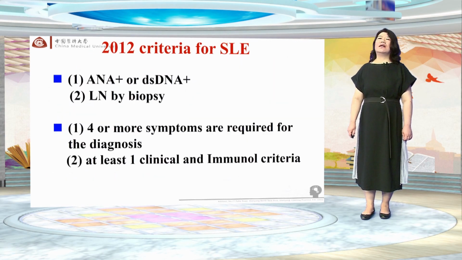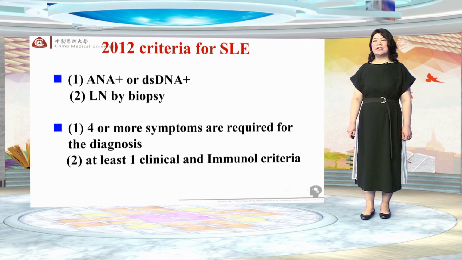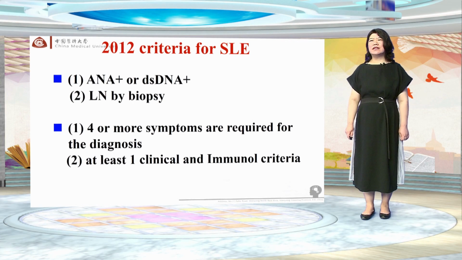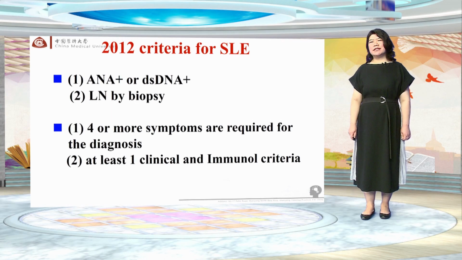But there are some important points we need to note. If the patient is ANA positive or dsDNA positive, and the kidney biopsy shows lupus nephritis, only these two items are needed, and we can diagnose lupus. And for the second point, I just said that 4 or more items are enough for diagnosis, but among these 4 items, there must be at least 1 clinical criterion and 1 immunologic criterion.